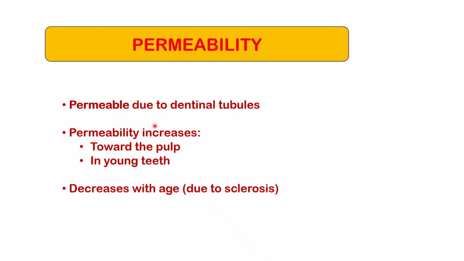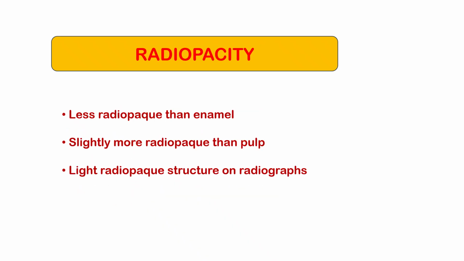Coming to the next physical property, that is permeability. Dentin is permeable due to the presence of dentinal tubules, and this permeability increases towards the pulp and in young teeth, and it decreases with age due to sclerosis. Coming to the next physical property, that is radiopacity. Dentin is less radio-opaque than enamel, but it is more radio-opaque than pulp. On radiographs, it appears as a light radio-opaque structure.